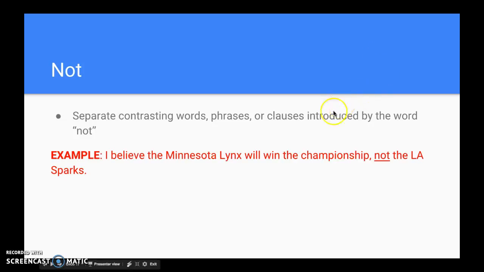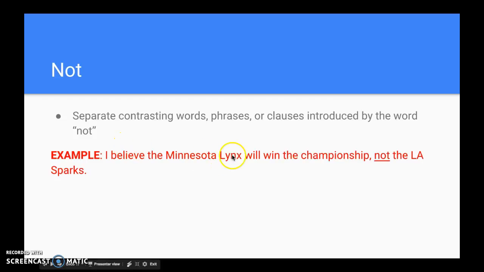Please be careful to understand that this does not mean that the word not has to be at the beginning of a sentence. It just means we have two ideas and they are basically separated by the word not. Take a look at this sentence. I believe the Minnesota Lynx will win the championship, not the LA Sparks.